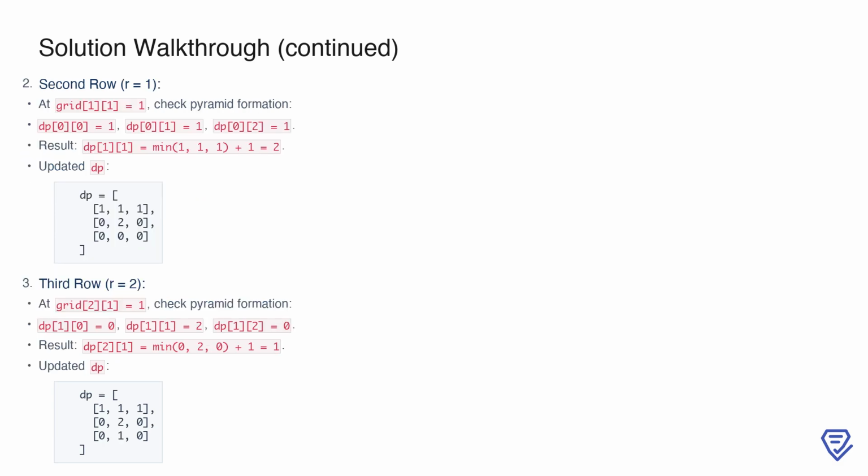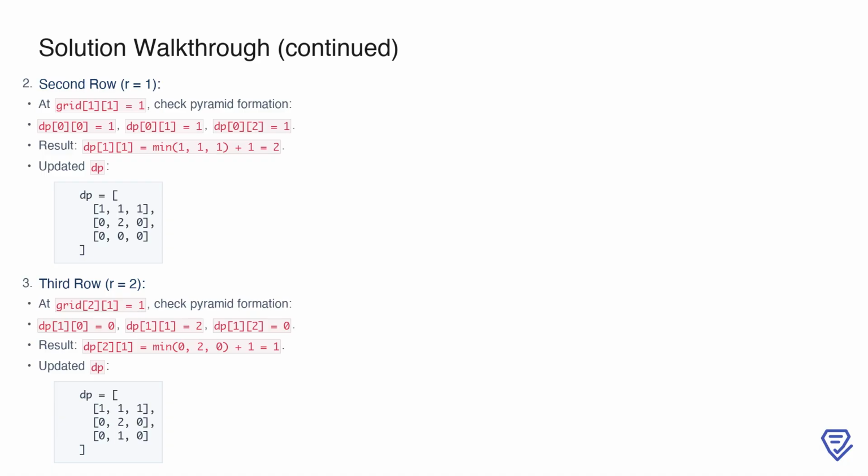Now we move to a new example with a fully filled 3x3 grid, where all cells have a value of 1. In the first row, all cells are set to 1 in the dp table, as each can form the base of a potential pyramid. The updated dp table reflects these values.